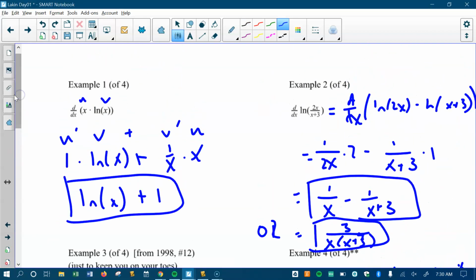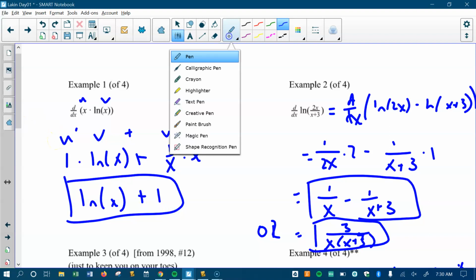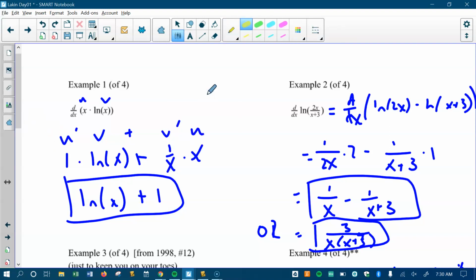Okay, here's your answers. Example 1. We have u and v here. We had to do a product rule. And hopefully you got natural log of x plus 1 or 1 plus natural log of x. And I showed my work here at the top just so you could see how we got that answer.